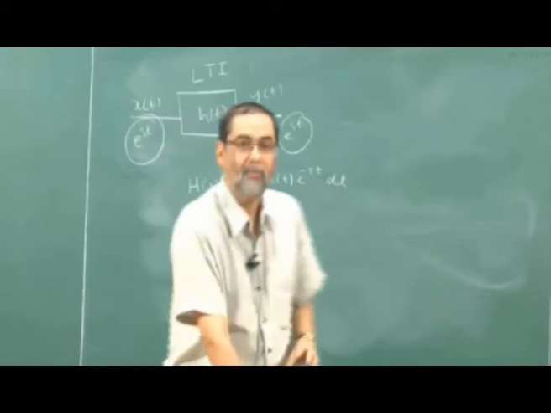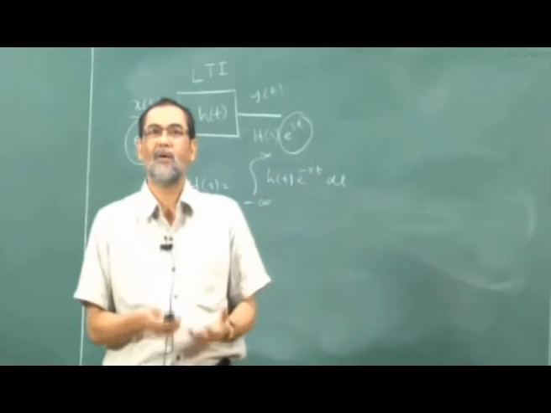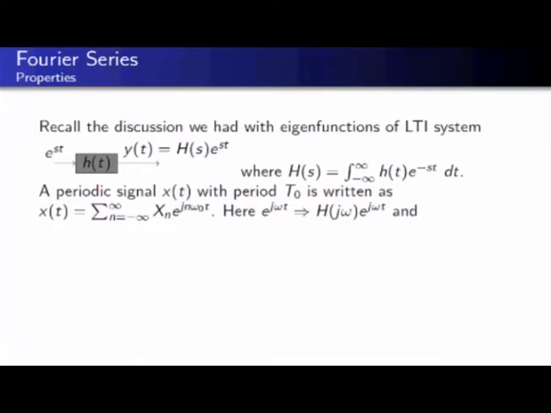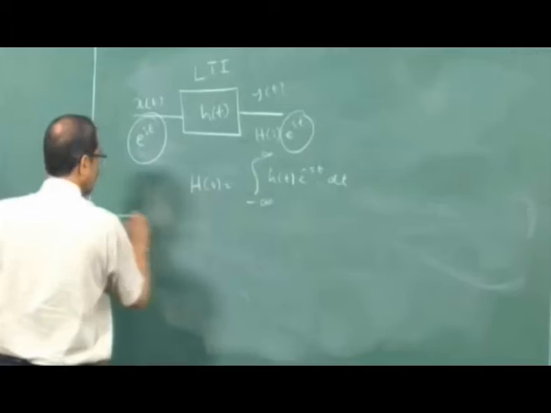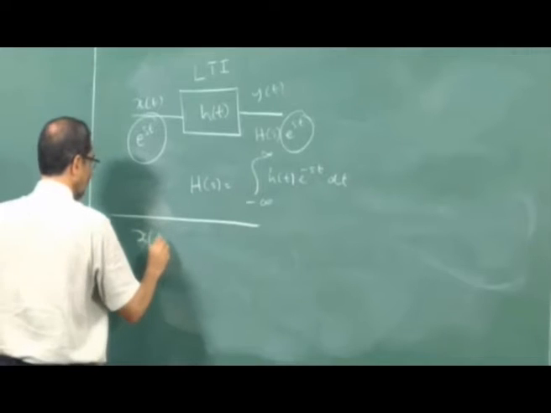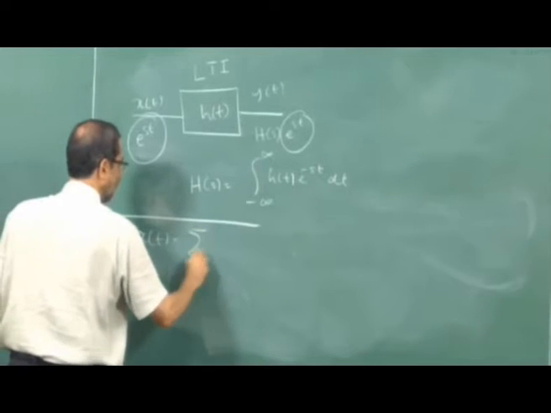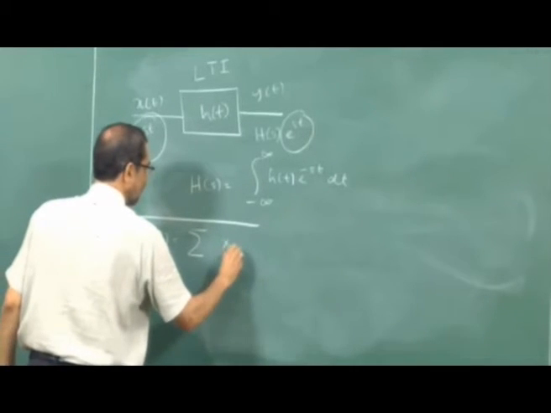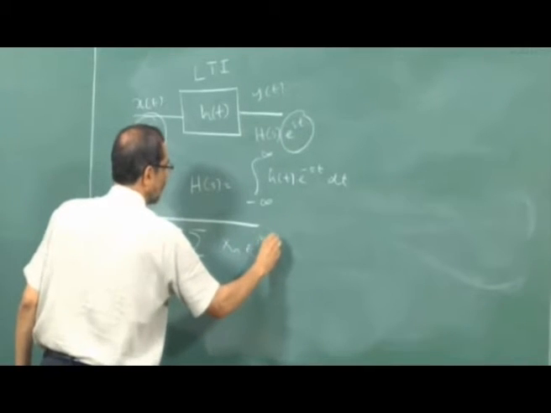Okay. So in this context, what is the importance of Fourier series? So I am saying here, any periodic signal x of t can be written as a Fourier series. So if x of t is periodic, I can write this as x_n e raised to j n omega naught t.